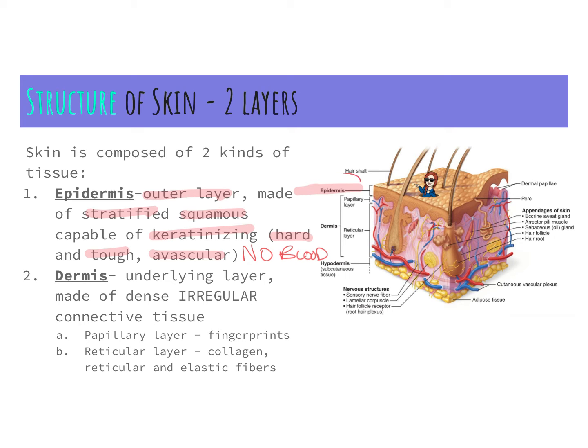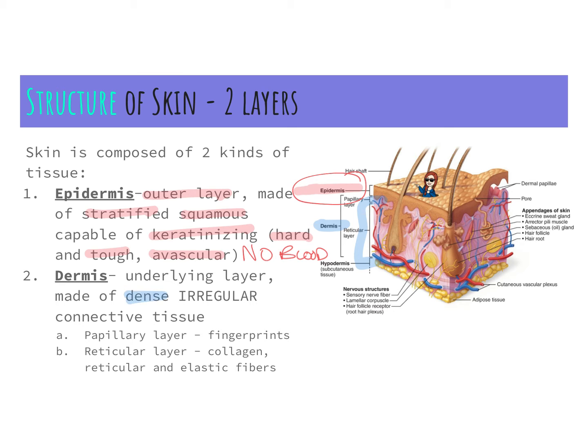So you can see in the image where we're looking at the epidermis, there are no blood vessels running through that epidermis. So if you've ever gotten a cut before in which you bleed, that means that the cut has gone through your epidermis and into your dermis down below. The second layer of skin is your dermis, which is the underlying layer, which you can see here in blue.